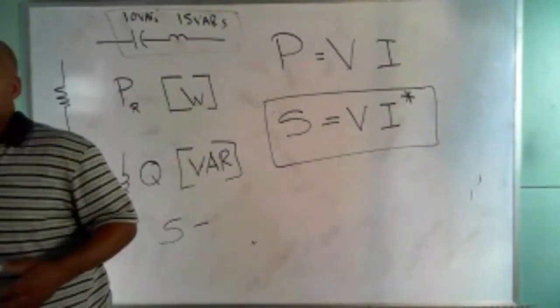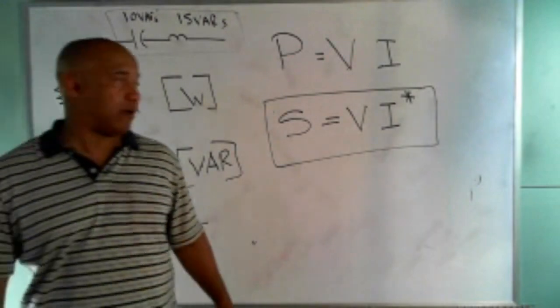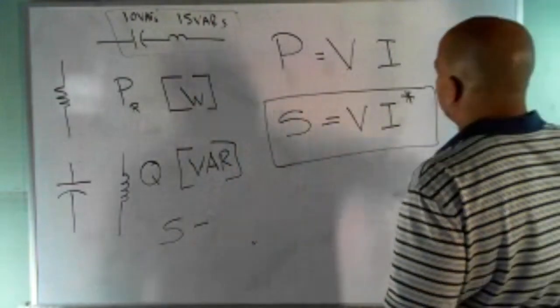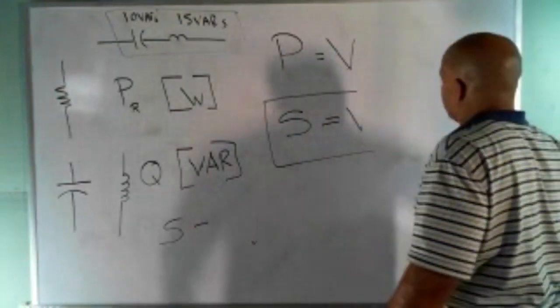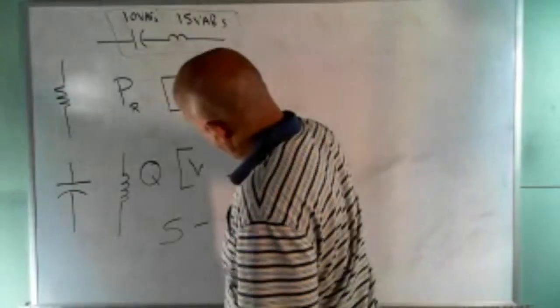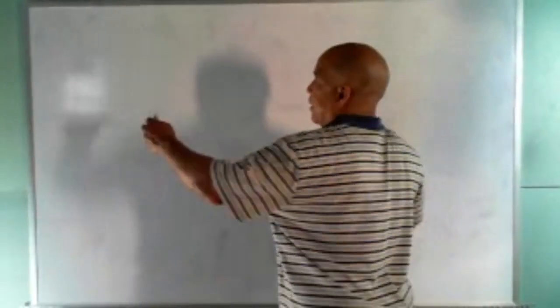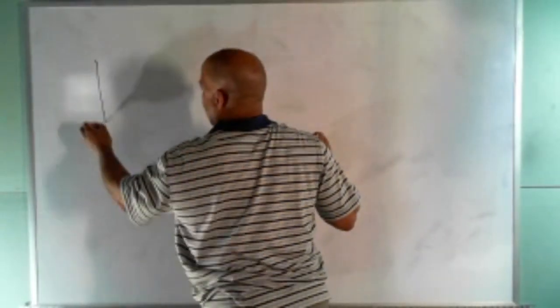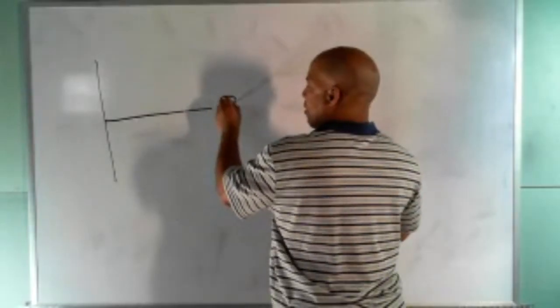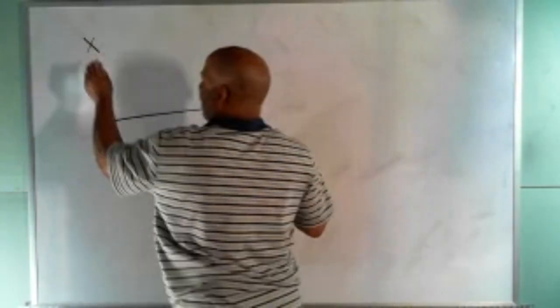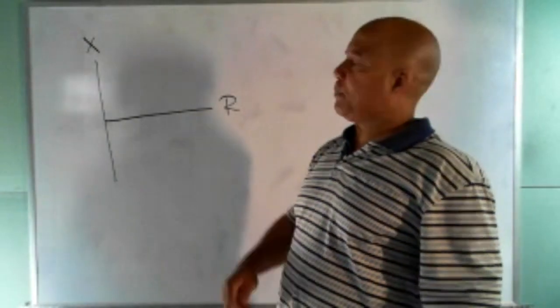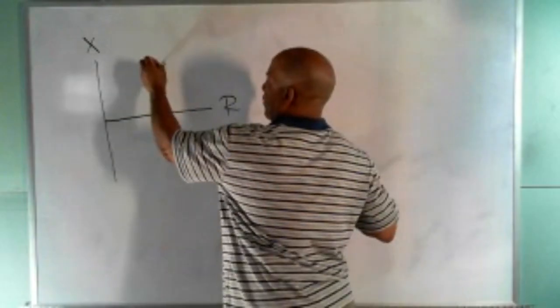So I want to talk about the power triangle. What is the power triangle? Let's look at an impedance diagram. Consider this. If I have an impedance diagram where I have R and X, let me take any old point in the complex plane. I just pick any arbitrary point like this one right here.